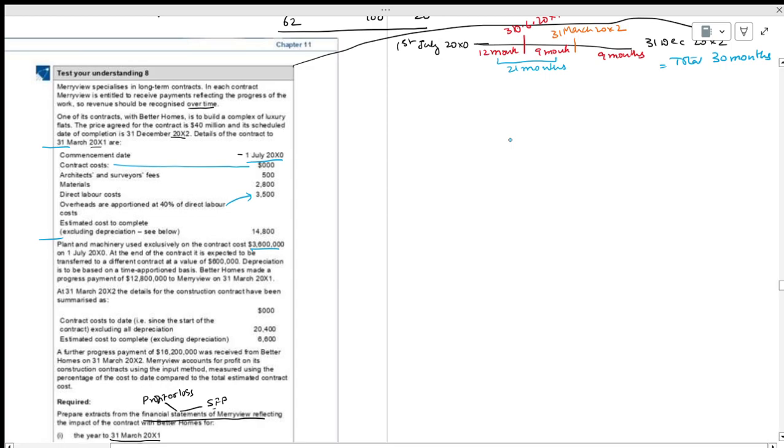Better Homes made a progress payment. We will use this in the balance sheet. Okay, revenue minus progress payments. Is it revenue minus progress payments?